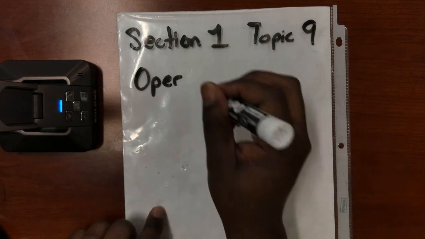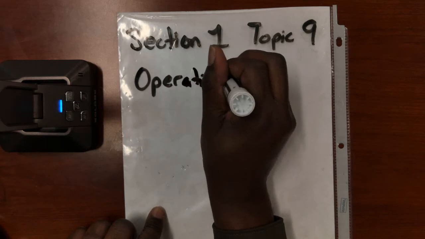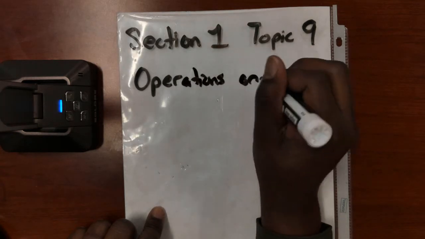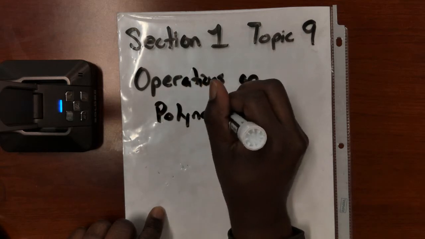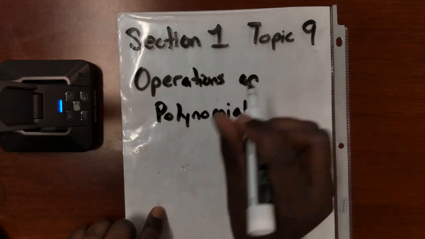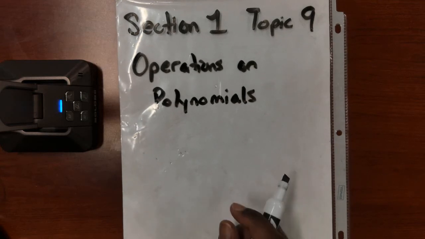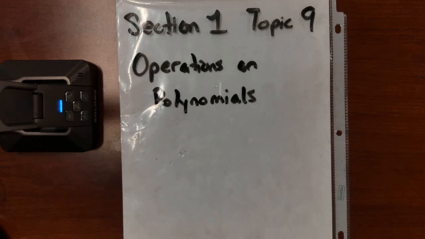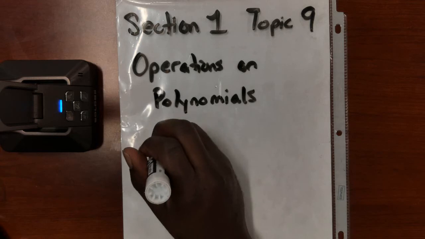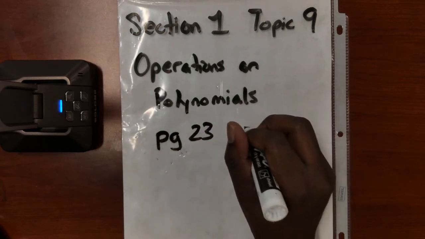Okay, this is on operations on polynomials. This will be coming from page number 23, and this is in the course workbook, okay?